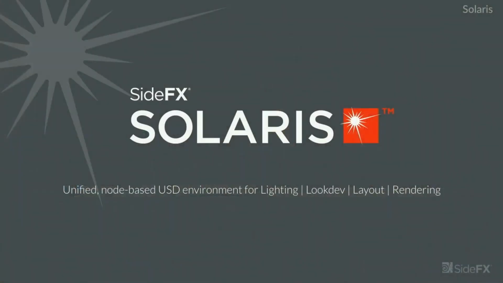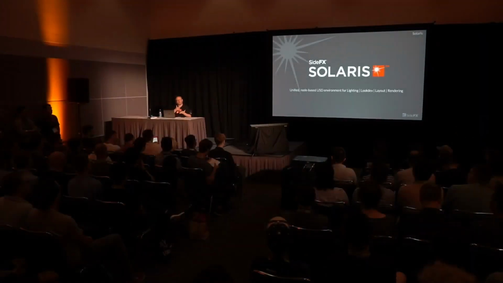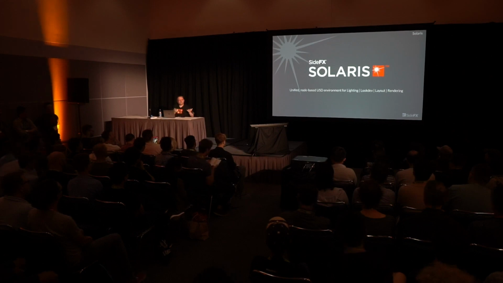So the first thing we want to talk about is, what is Solaris? Solaris is a new context in Houdini, specifically designed around the tasks of lighting, lookdev, layout, and rendering. A key point is that it is USD based. And when we say USD based, we don't mean that we just will import USD. We mean that we work directly on USD. USD, which is Universal Scene Description for those who aren't aware, we work natively with it.